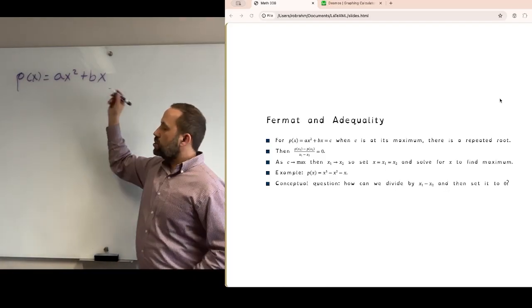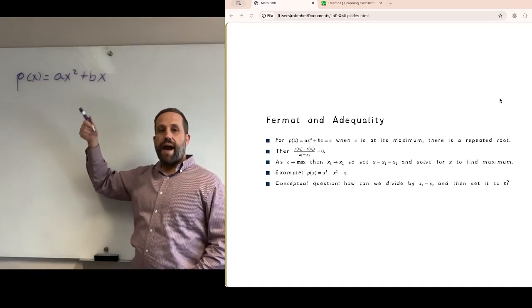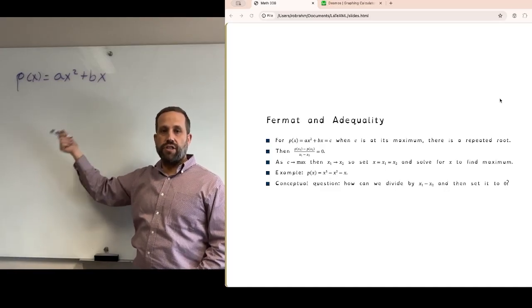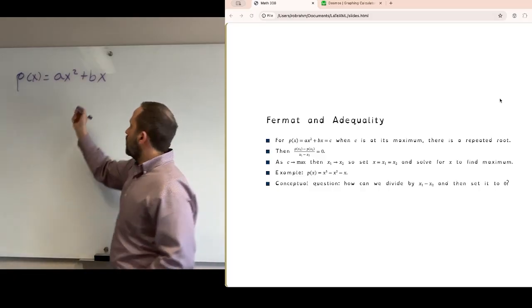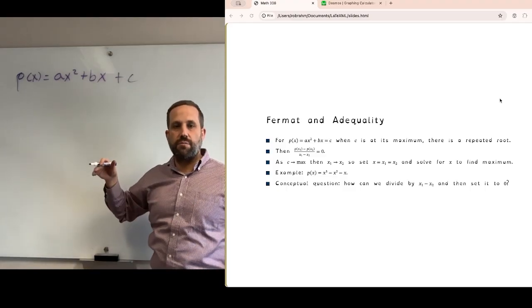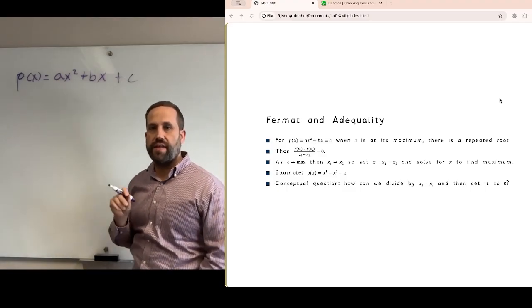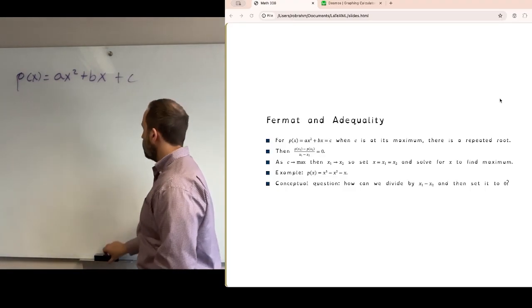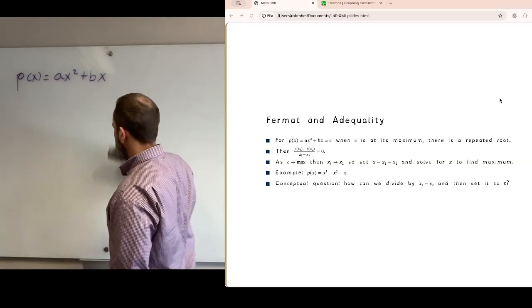Anyways, we don't care about the maximum value or the minimum value precisely. We care about the location, because if we add a plus c here, it's just going to change the value of the maximum value, but not the location. That is not the x value of the maximum value. So we're going to look at something like this.